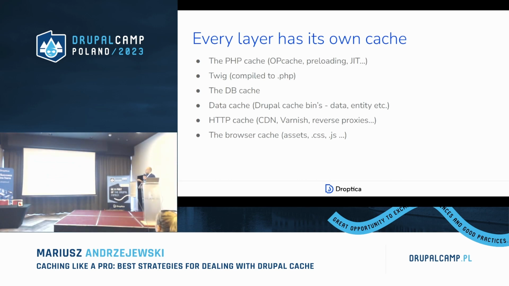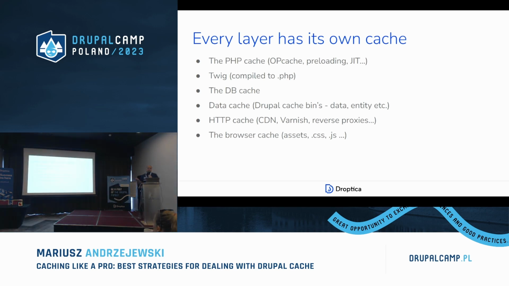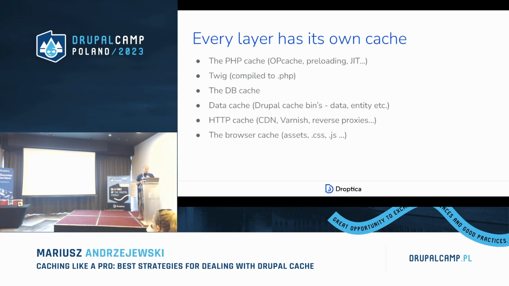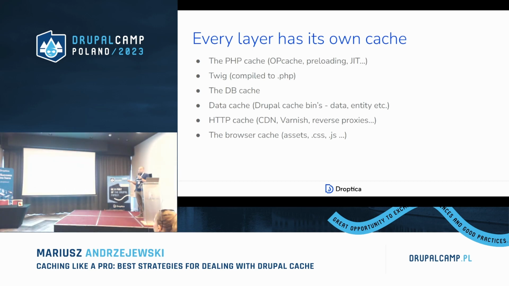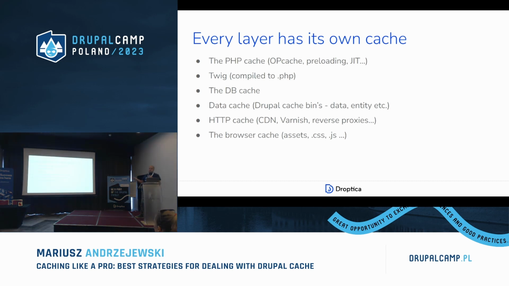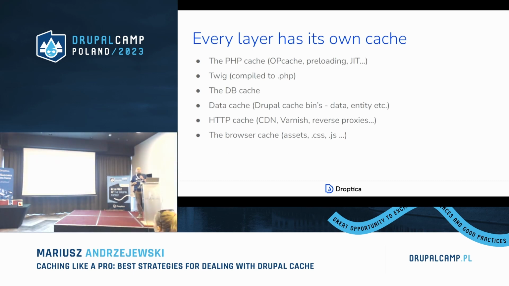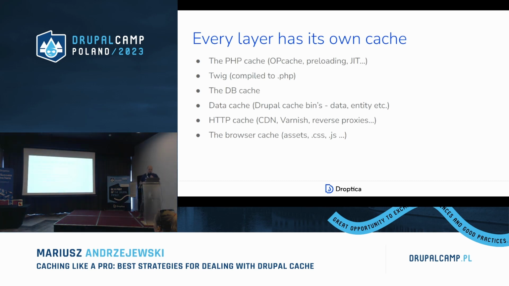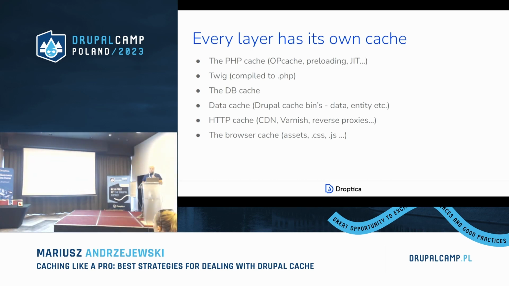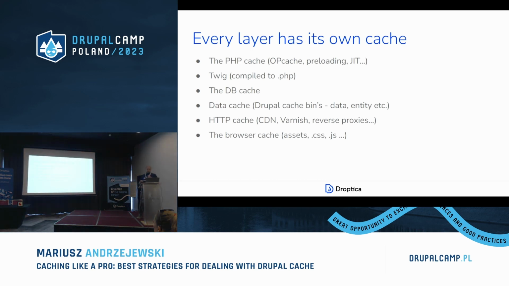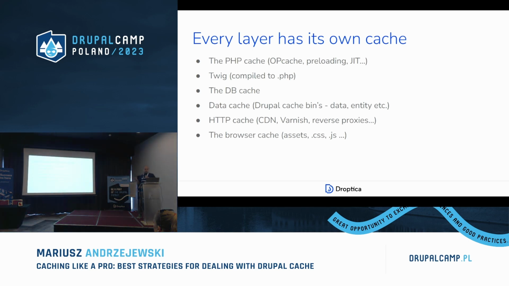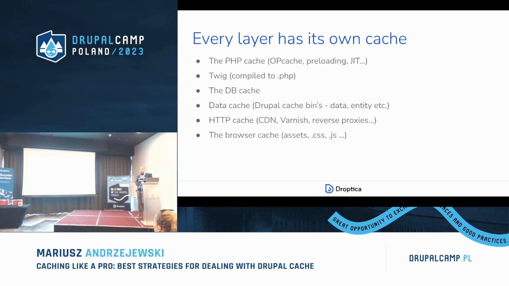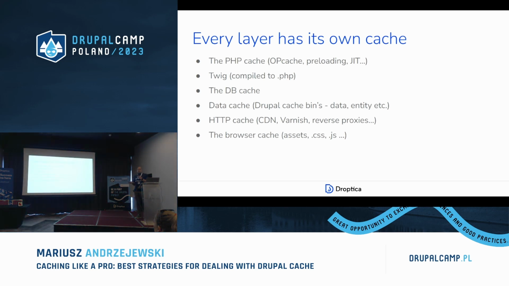We have some sort of data cache in Drupal. We are going to talk about it today. And there is also a caching mechanism on the HTTP layer, so we are talking about CDNs, reverse proxies, and so on. Finally, on the user end, we also have a cache that is related to the assets, CSS, JS, and so on.